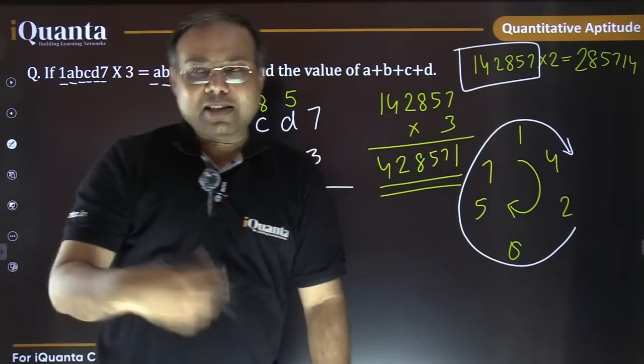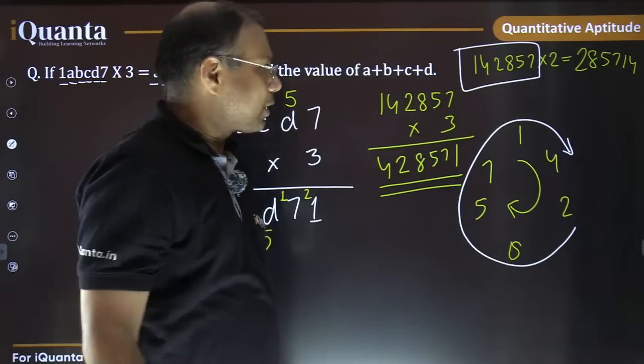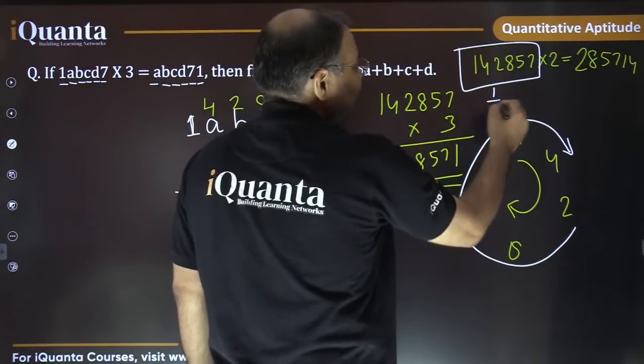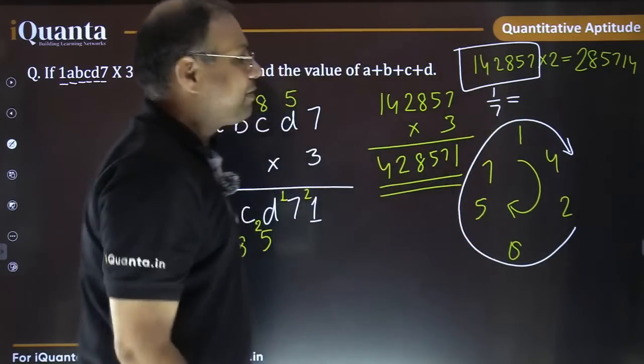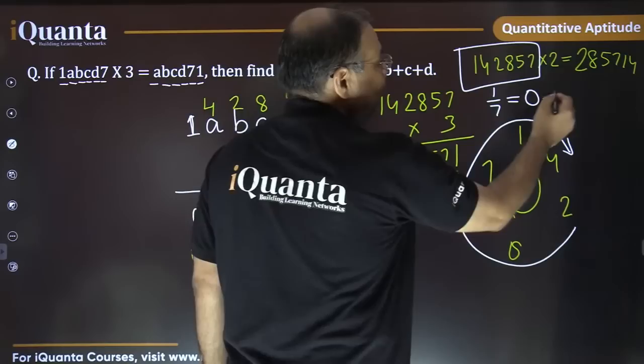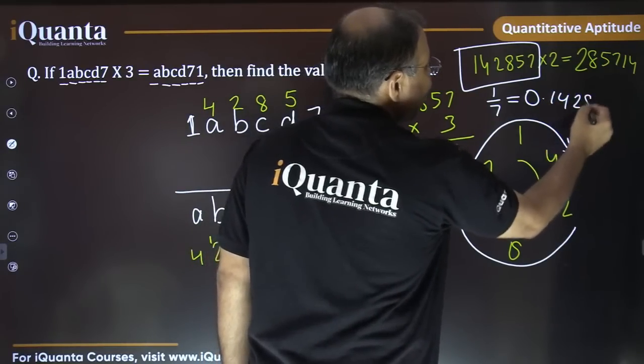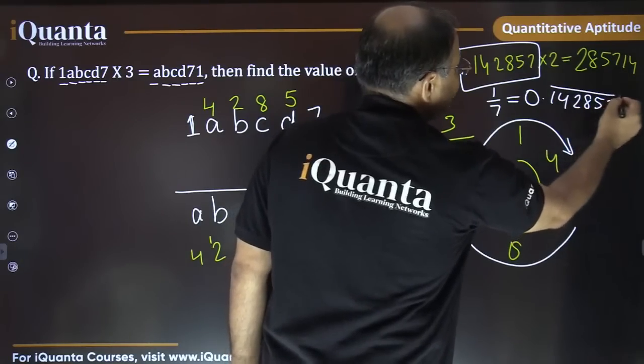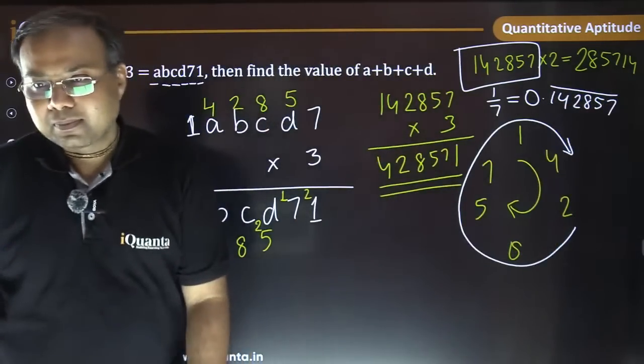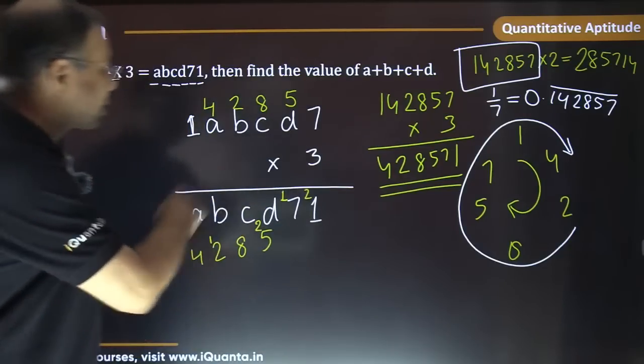And Danny was asking, is there any other number? Answer is no. So 1 by 7, it is a fraction of basically 1 by 7. So 1 by 7 when written in decimal form, it is 0.142857 bar, because this cycle is repeated. Okay? Okay, coming back to the same question.